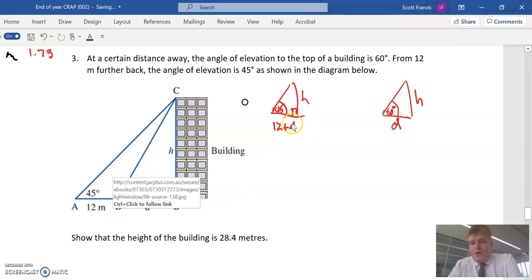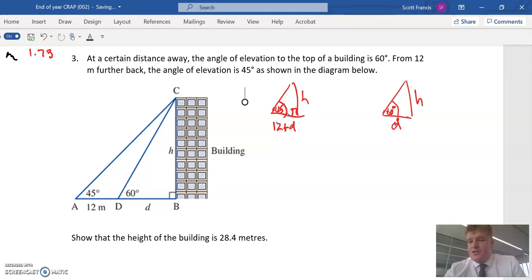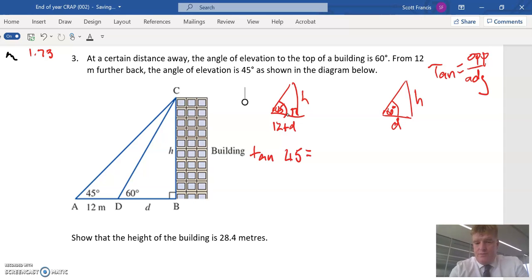Now, in both of these triangles, we've got an angle, and we're interested in the side opposite and the side adjacent. So that's going to be the tan rule. Tan equals opposite over adjacent. So let's write down the rule for both of these triangles. We've got tan of 45 equals opposite H divided by 12 plus D. And in this next case, tan of 60 equals H divided by D.